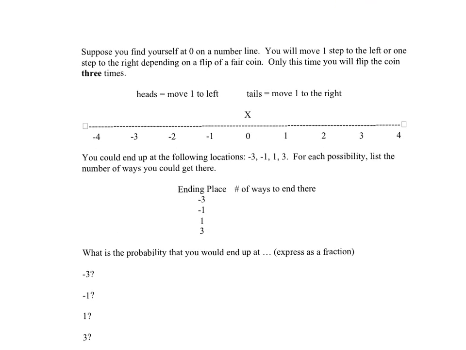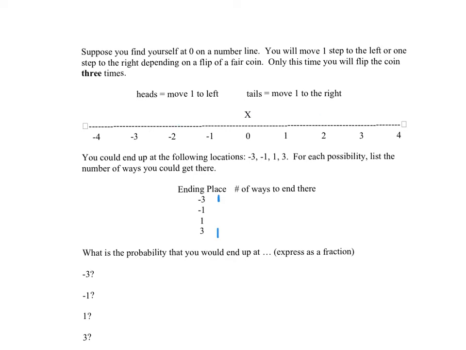Let's do 3 flips. Okay, well, if I do 3 heads in a row, I'll end up at -3, and of course 3 tails in a row will end up at 3. So I know there's one way to end up at both -3 and 3. Let's see, what else can happen? Oh, darn it. Need that eraser again. Here we go.